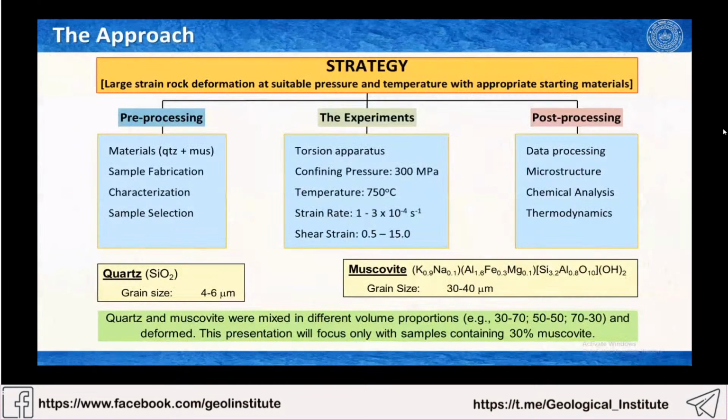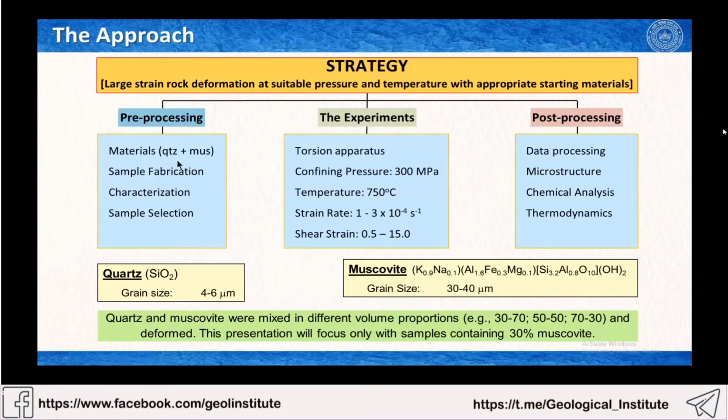To do that, you have to make a very good strategy, and the strategy is, of course, a large strain rock deformation experiment. As we have seen, with compression or tension experiments you cannot achieve really large strain, because you have to see the entire picture at a very large strain, and the torsion experiment is the only way to do that. I'll explain why and how the torsion experiments work in some later slides.